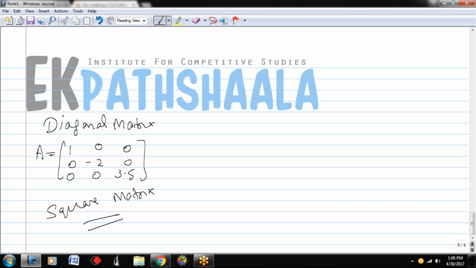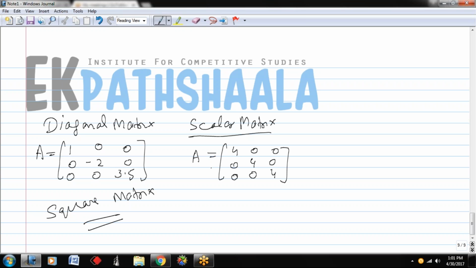Next, scalar matrix. Now, if you see this, I will tell you. Is it a diagonal matrix? No, sir. Look at it very carefully. It is a diagonal matrix. See which elements are non-zero: only the diagonal has non-zero elements and all the rest are zero. So it is a diagonal matrix, but the difference in both of them is that over here the diagonal element is the same.